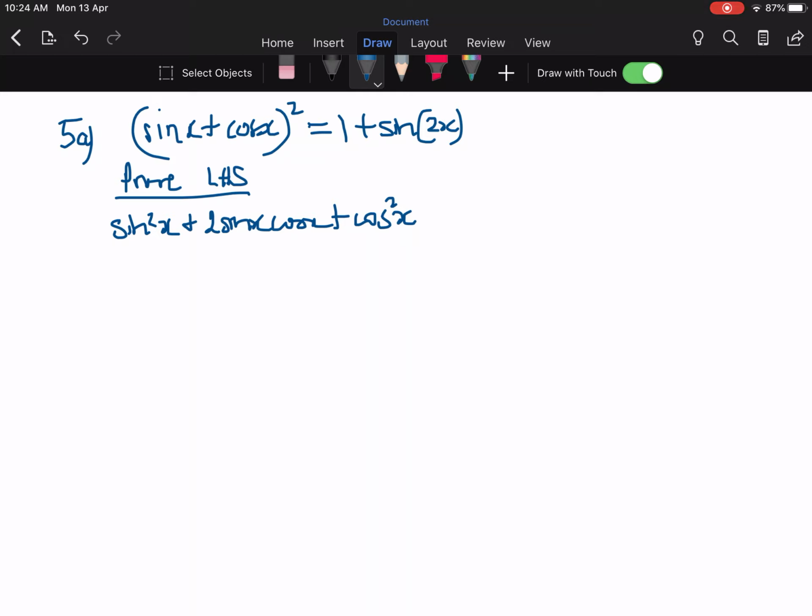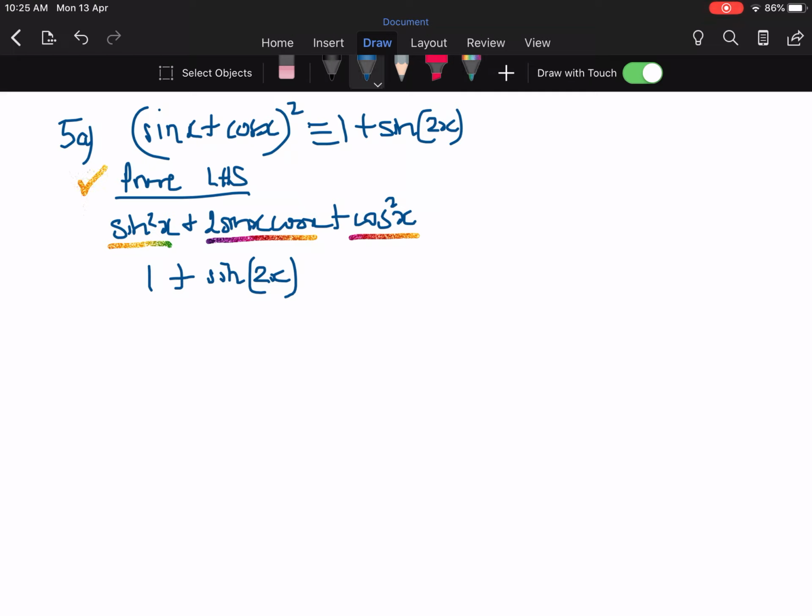Again, I'm not rearranging this. This is not solving an equation. Essentially, for any value of x, these two should be equivalent on both sides. So you're not solving the equation, you're proving the identity. So do not rearrange. I'm only proving the left-hand side is equivalent to the right-hand side. Here I've got sin squared x and cos squared x, and we know that trig identity, sin squared x plus cos squared x is equal to 1. And we know that 2 sin x cos x is equal to sin 2x, therefore proved.